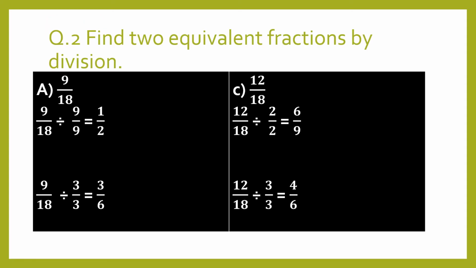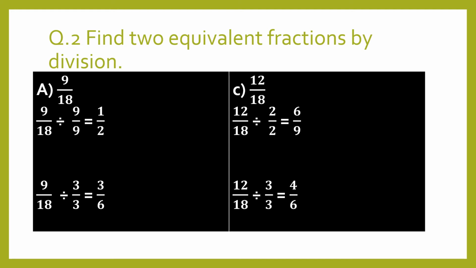Find two equivalent fractions by division. Now, by division, that means we can divide them by their common factor. So, 9 by 18. They both come in the table of 3. They both come in the table of 9. So, we can divide them by 3 and by 9. 9 divided by 9 will give you 1. 18 divided by 9 will give you 2. 9 divided by 3 will give you 3. 18 divided by 3 will give you 6.